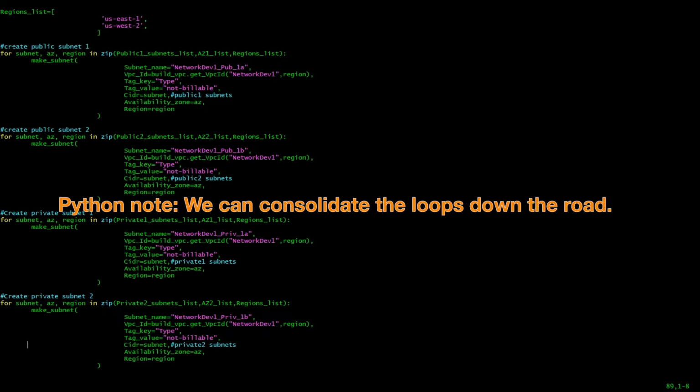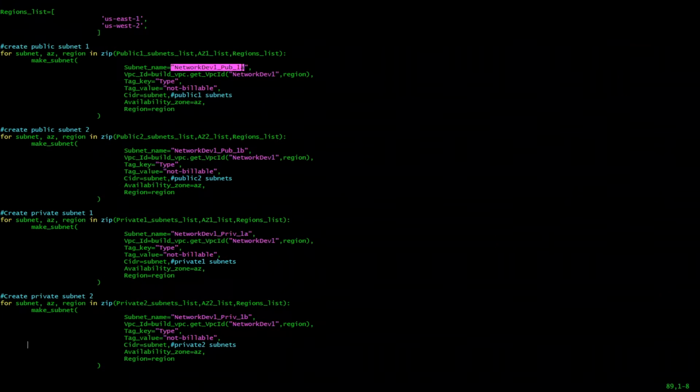So here I'm using a loop. I'm going to create public subnet 1. You can see this is the name. This name will be used in US East 1 and also in US West 2, right? The first public subnet will have this name. The second public subnet in availability zone B will have this one in both regions.